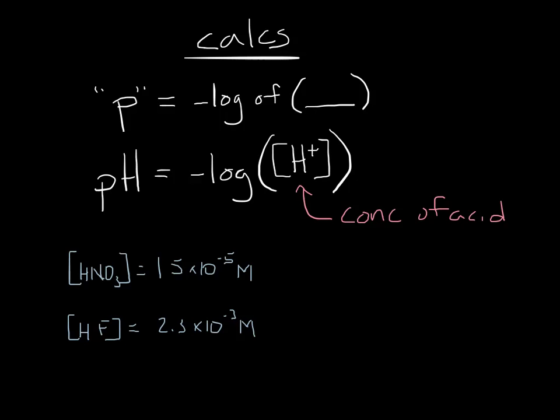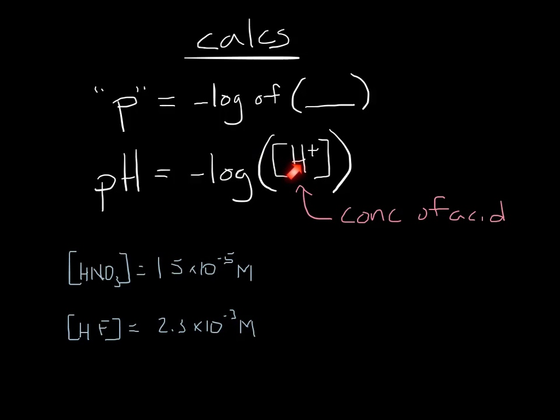Here's 2 examples of acids that are in my back room. Let's say we have a bottle of nitric acid and the concentration reads on the side 1.5 times 10 to the negative 5th molar. We also have a bottle of hydrofluoric acid, 2.3 times 10 to the negative 3rd molar. Both very, very dilute concentrations, but we can figure out their pH by taking the negative log of the H plus concentration.